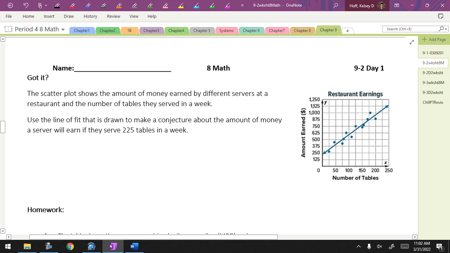On your own. I'm going to read this out loud to you. The scatter plot shows the amount of money earned by different servers at a restaurant and the number of tables they served in a week. Use the line of fit that is drawn to make a conjecture, that's your educated guess, about the amount of money a server will earn if they serve 225 tables in a week. On your own, and then we'll talk about it.